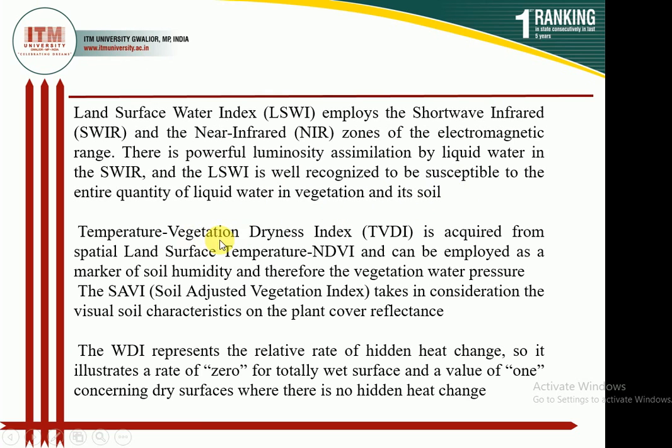Next is the temperature vegetation dryness index. It helps in detection of the moisture present over the area where vegetation is present, whether the plant is suffering from any moisture stress or not. Next is the water deficit index. It helps in identification of the heat variation in a particular area. If an area is dry, there is no heat variation, but if certain moisture is present, then the amount of heat will change according to the time. So this index will represent that.